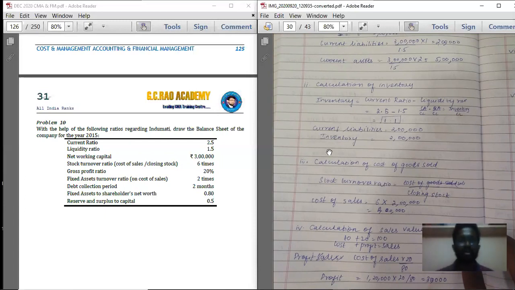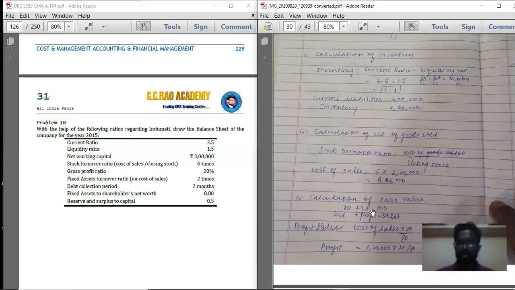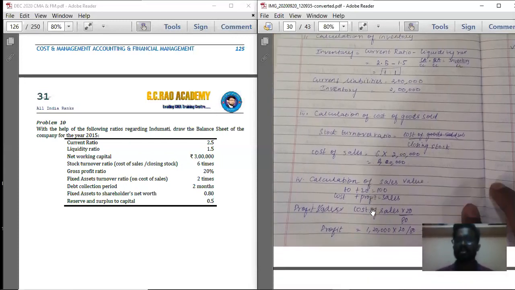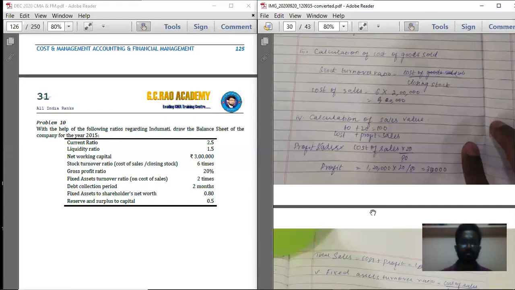Here we know what is stock turnover ratio and we know what is closing stock, that is inventory. So cost of sales is equal to closing stock into stock turnover ratio. Closing stock is 2 lakhs and stock turnover ratio is 6. 6 into 2 lakhs, that is 12 lakhs. So cost of sales is equal to 12 lakhs.